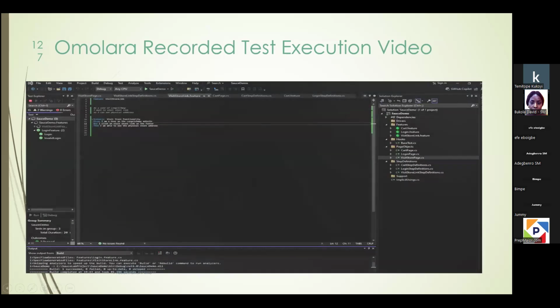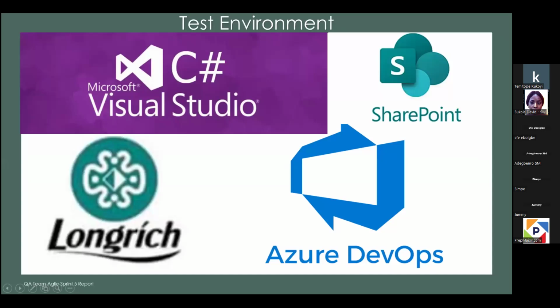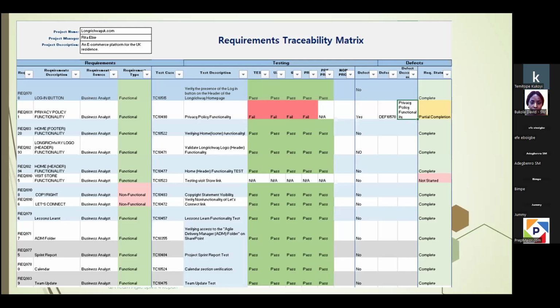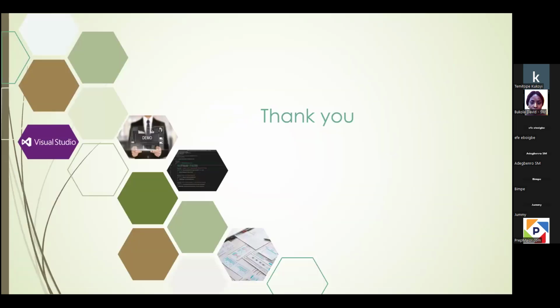All right, thank you. Next slide, please. This is our test environment for Sprint 5: Visual Studio, SharePoint, Longreach e-commerce website, Azure DevOps. Next slide, please. These are the bugs logged and fixed. One minute left. Next slide, please. This is our requirement traceability matrix for the sprint. Next slide, please. Thank you for the opportunity.